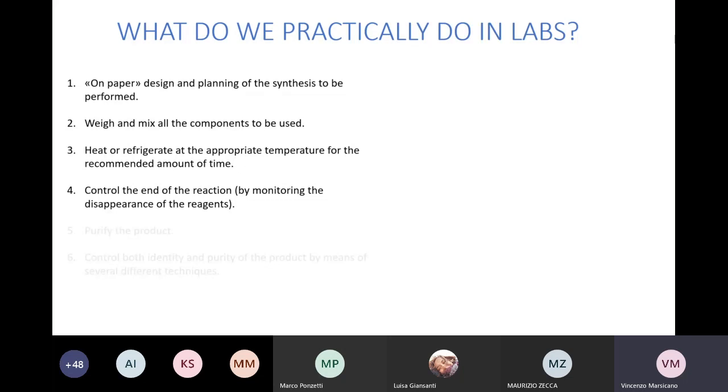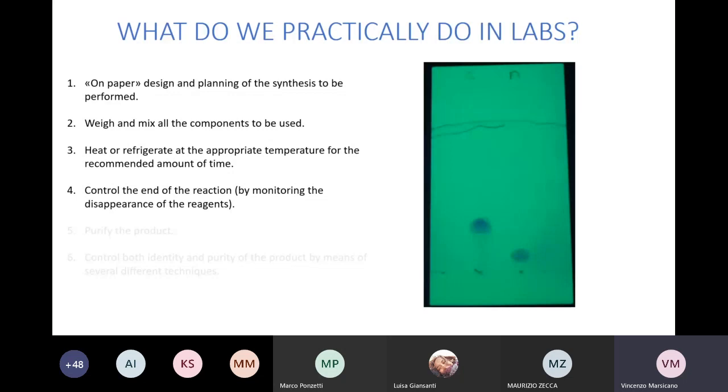A TLC plate is basically a plate covered with silica, and it is based on the principle that different molecules with different structures migrate differently on silica gel. So what we do is to spot on these plates the pure reagents we are using and our reaction mixture. As you can see in this image, the S was the first spot. S is the reagent, and the second spot, A, is the reaction mixture. And then we elute the TLC using organic solvents.